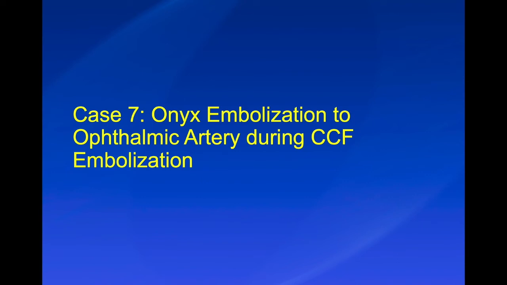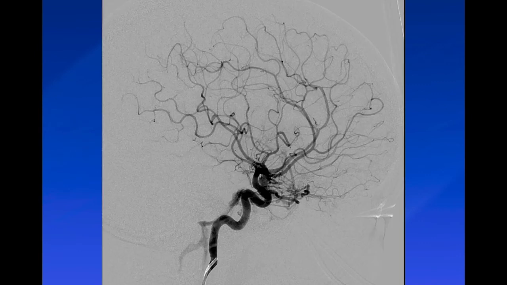Here's a case, Onyx embolization to the ophthalmic artery during CCF embolization. So here's this patient here, right internal carotid artery angiogram, and you basically see the CCF, and you see this recurrent meningeal artery here coming off of the ophthalmic artery.